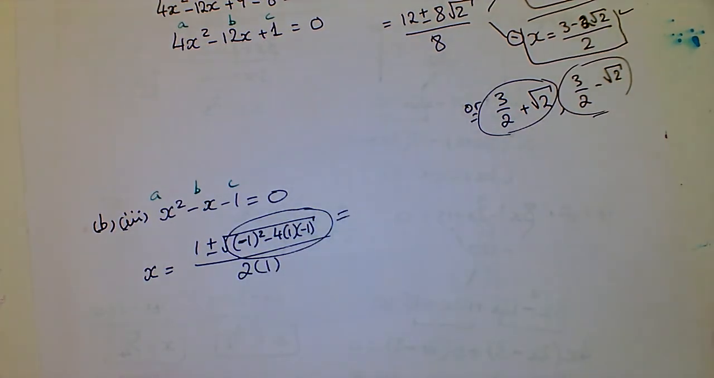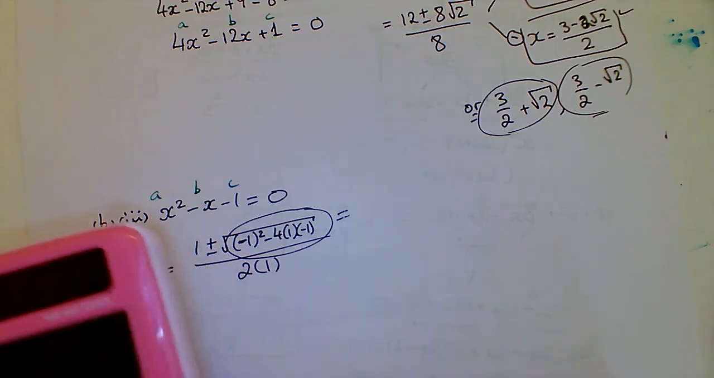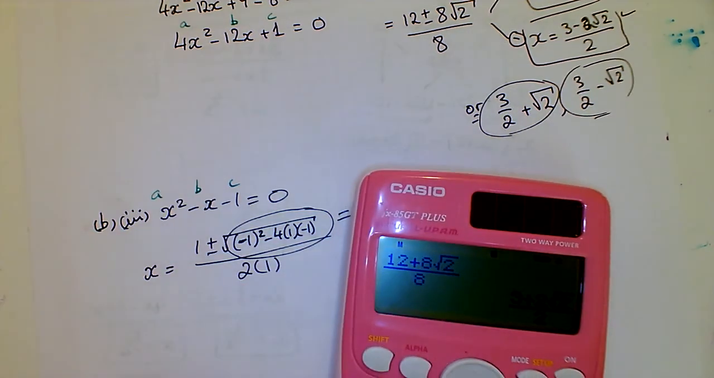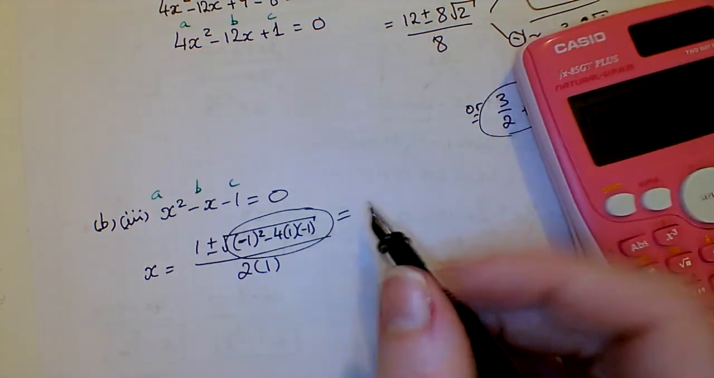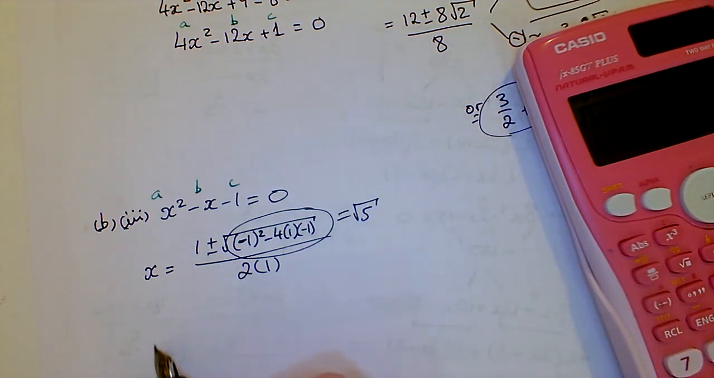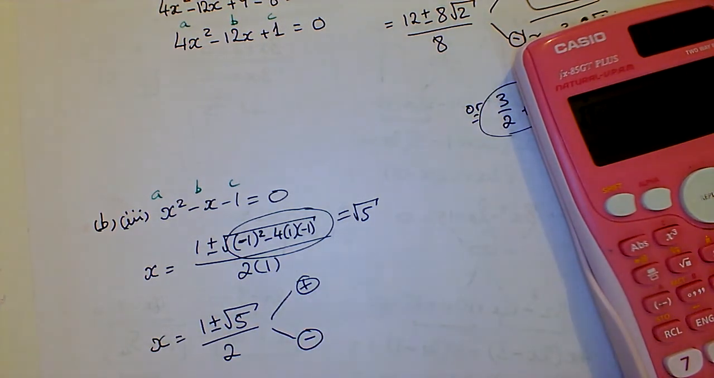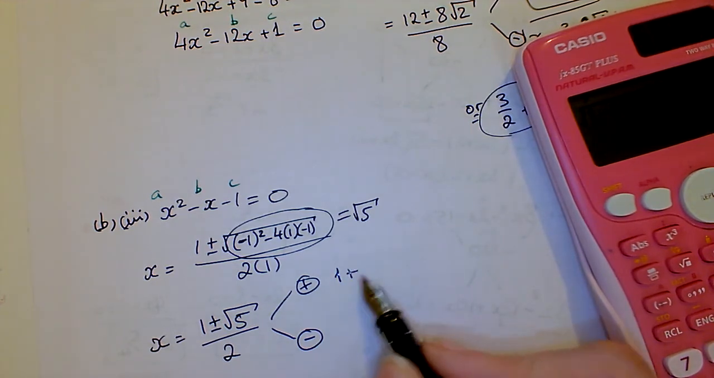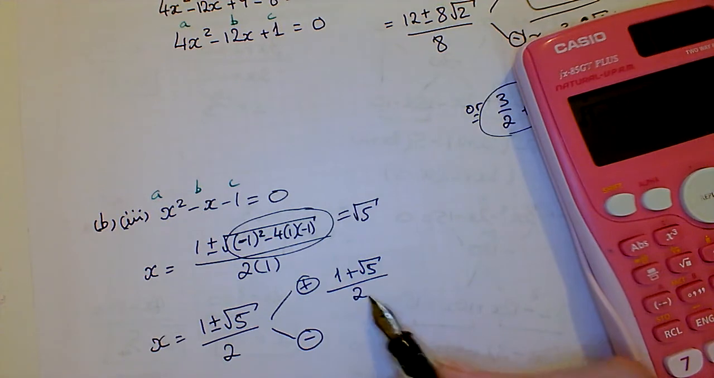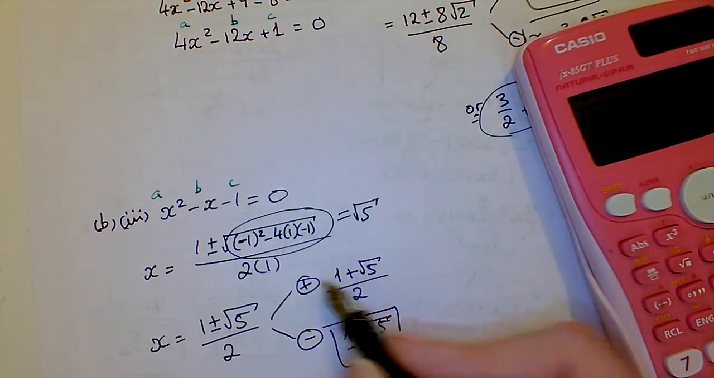We put that into the calculator, we get the square root of 5. So we have the square root of 1 squared minus 4 by 1 by a negative 1. And that gives me the square root of 5. So x is going to be 1 plus or minus the square root of 5 over 2. My plus answer, my minus answer is just like that. That's not going to simplify even when you put it into the calculator. 1 plus root 5 over 2 and 1 minus root 5 over 2. Those are our two answers.